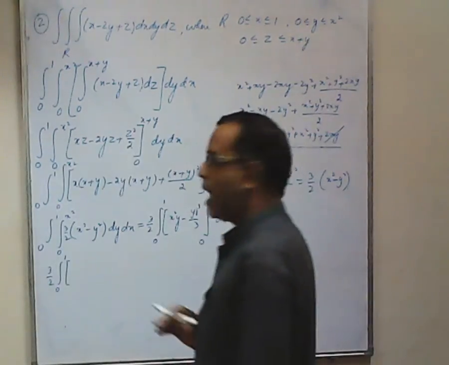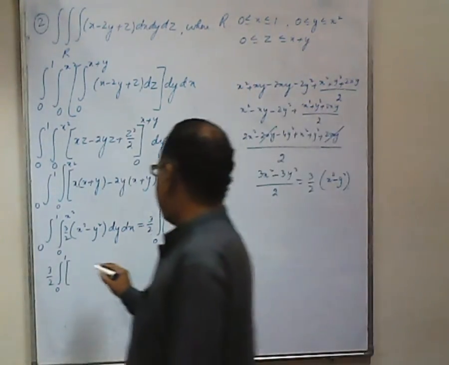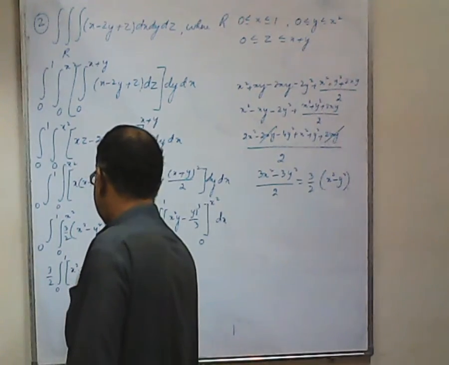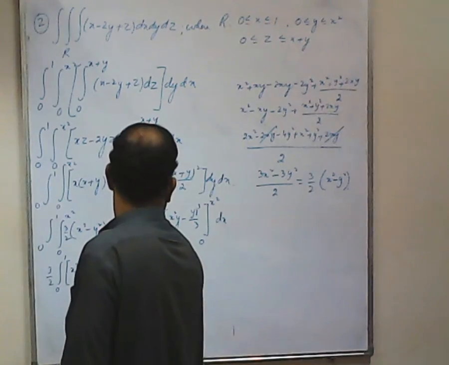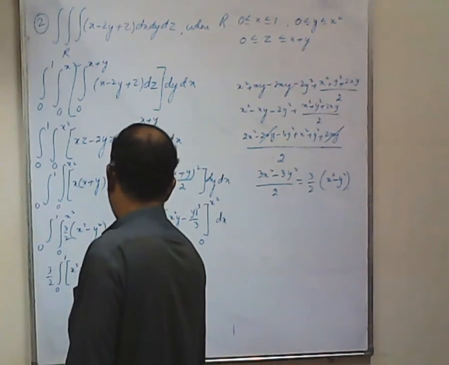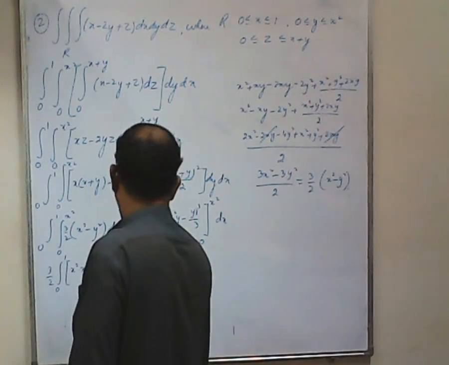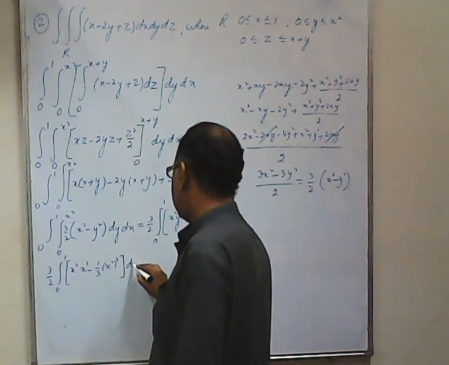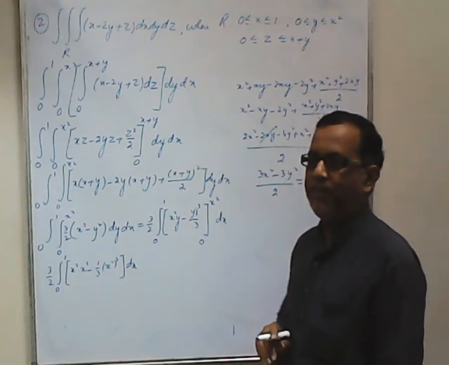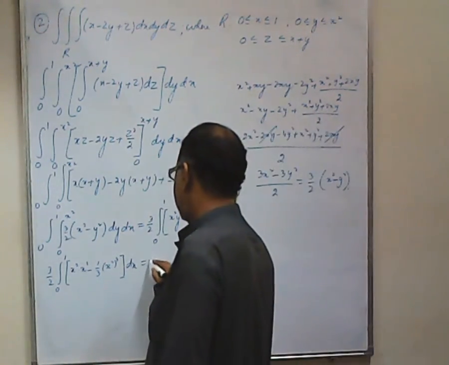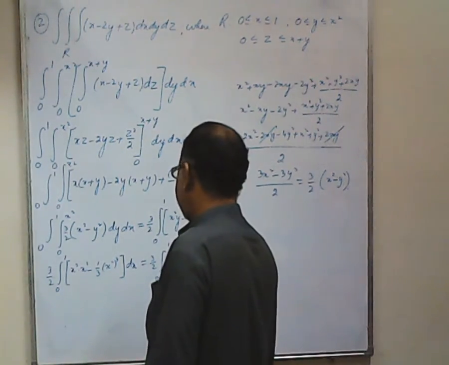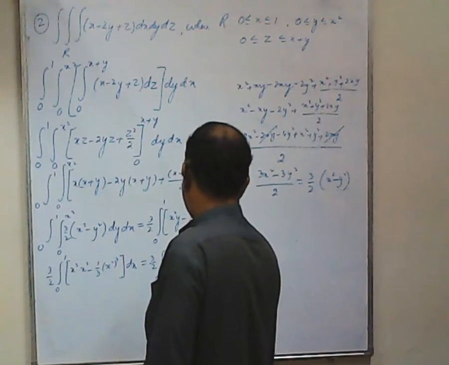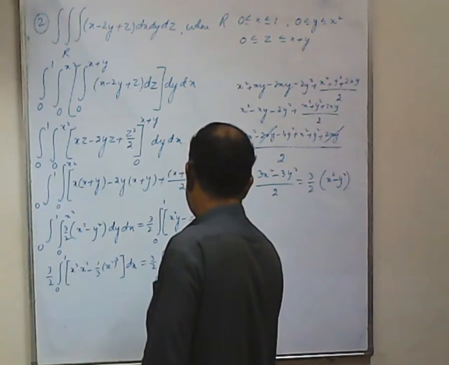So now I have 3 by 2 integral from 0 to 1, and then again substituting the upper and lower limit. So upper limit is x square, so x square into x square minus 1 by 3, and in place of y cube I write x square whole cube, and minus 0, so that whole term will be 0, and this is dx. So if I simplify this one, this will be 3 by 2 integral 0 to 1, then I have x power 4 minus 1 by 3 x power 6 dx.